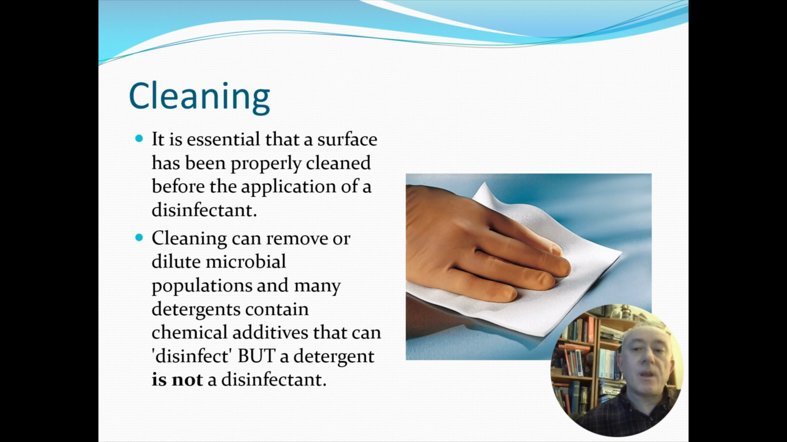because these residues could interfere with the disinfectants. So before we apply a disinfectant, it's essential that the surface or item of equipment has been properly cleaned before the application of the disinfectant. And this is in order for the disinfectant to work efficiently. So the activity of cleaning can also help to remove or dilute microbial populations. But even though a detergent might contain some chemicals that have some activity against microorganisms, a detergent is not a disinfectant, and no detergent is going to be designed to achieve total kill.